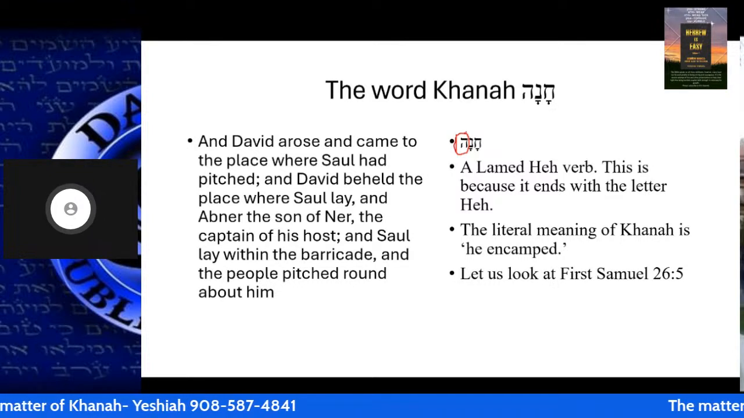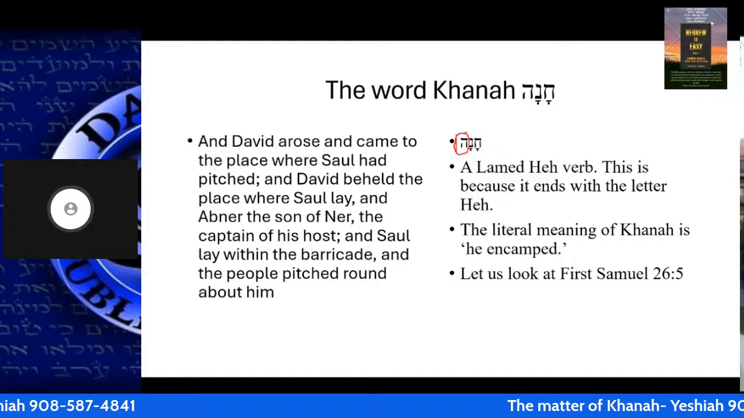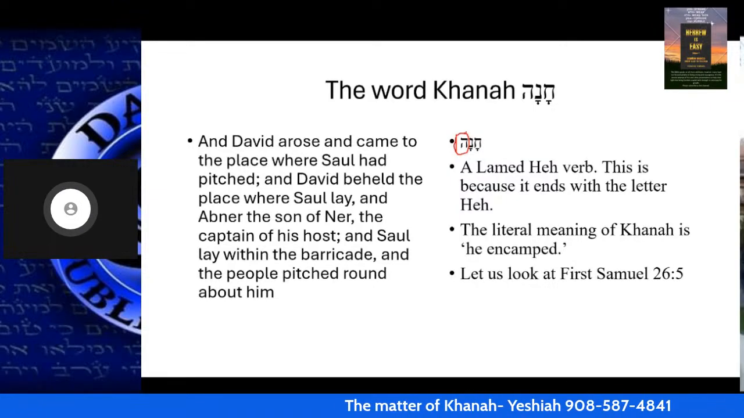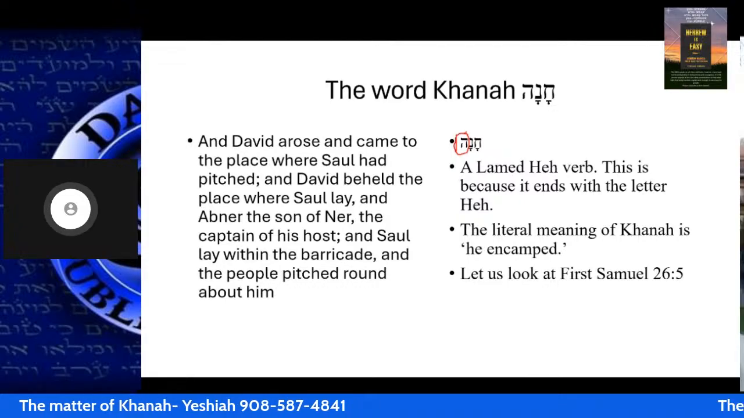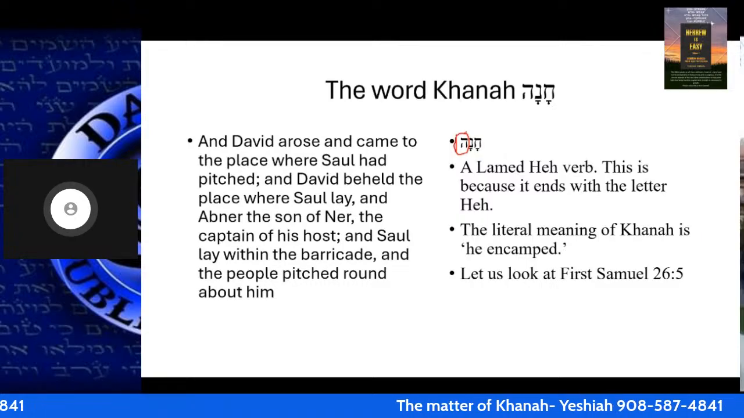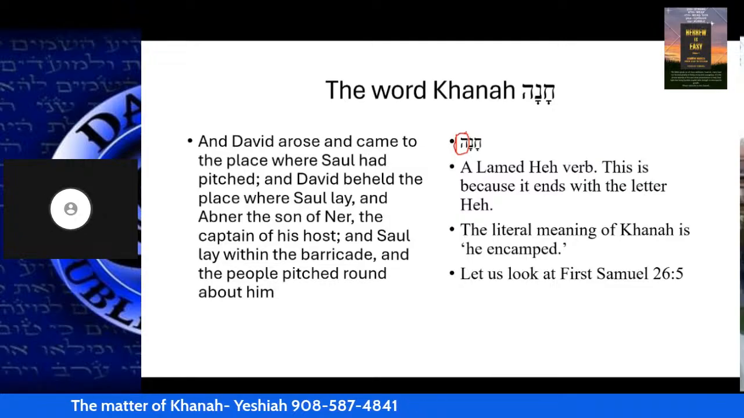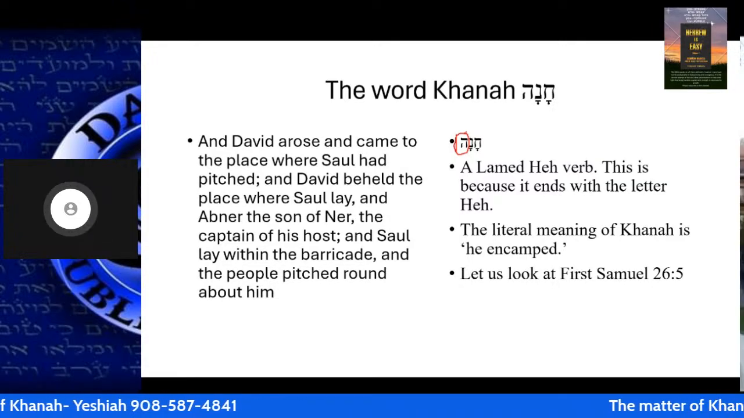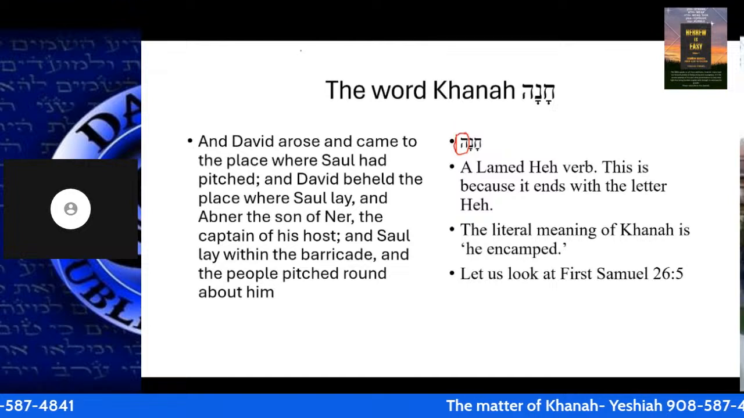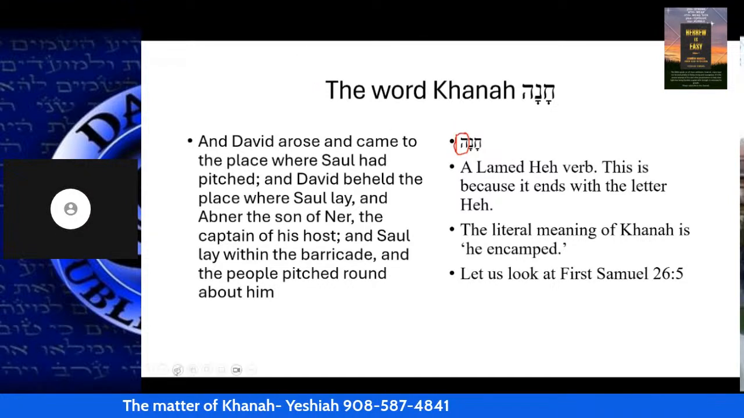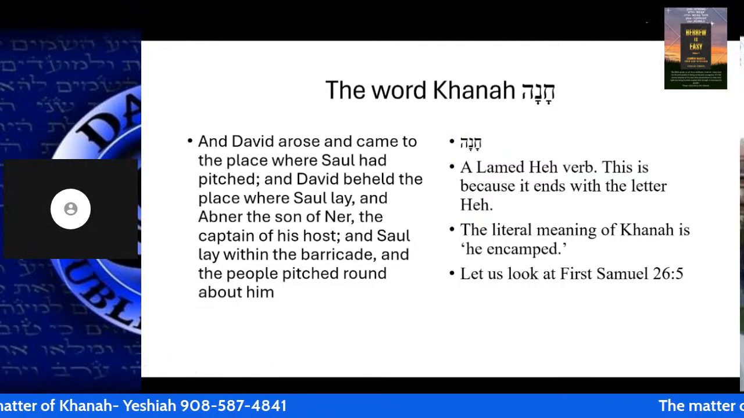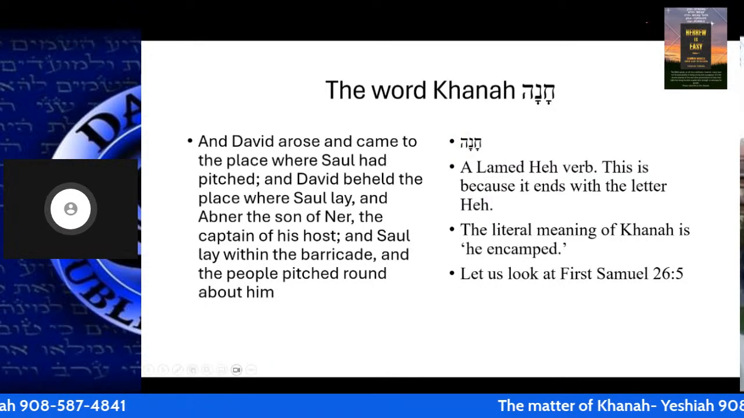Now, when we go in the Bible in 1 Samuel 26, verse 5, we see this. And David arose and came to the place where Saul had pitched. And David beheld the place where Saul lay. And Abner, the son of Ner, the captain of the host, and Saul lay within the barricade, and the people pitched round about him. All right, so let's look at this, brothers and sisters. If we were to go to 1 Samuel chapter 26, verse 5, what do we see in this particular case?